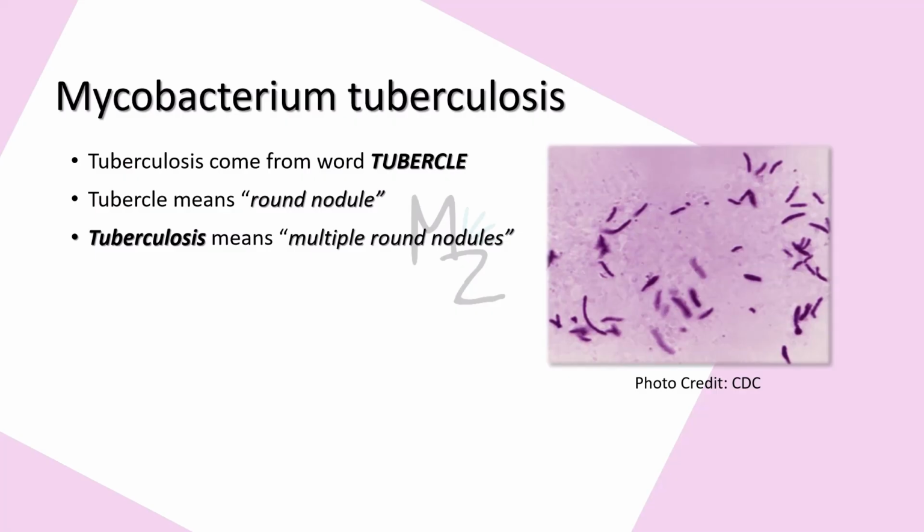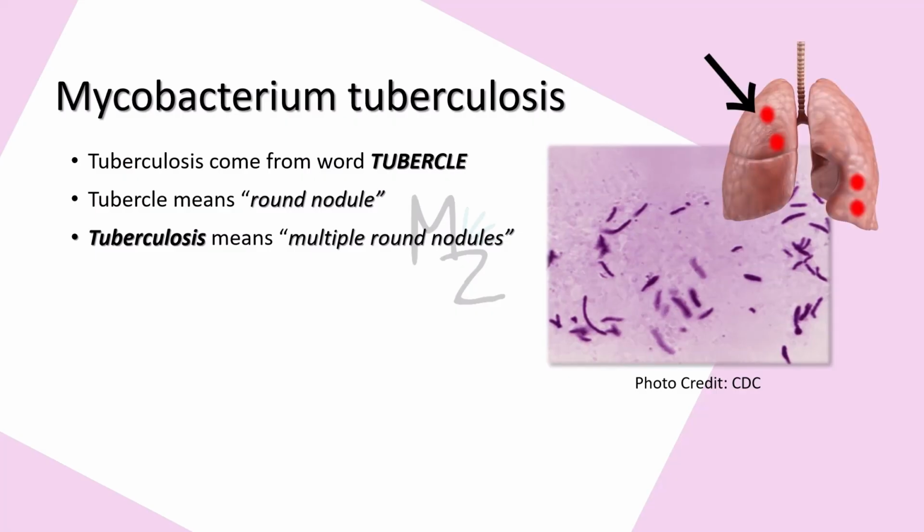Mycobacterium tuberculosis has the word tuberculosis in it, which comes from the word tubercle, which means round nodule. So, tuberculosis means multiple round nodules. Here you can see these round nodules in the lungs, because the site of infection for this bacterium is the lungs. The reason is that it needs the area with the highest oxygen, because it is an obligate aerobe.